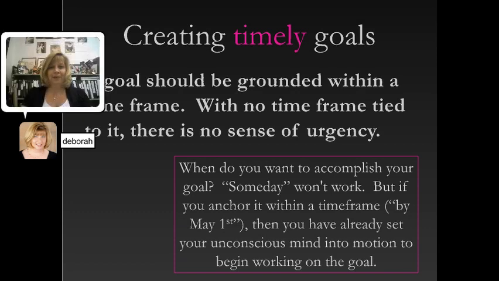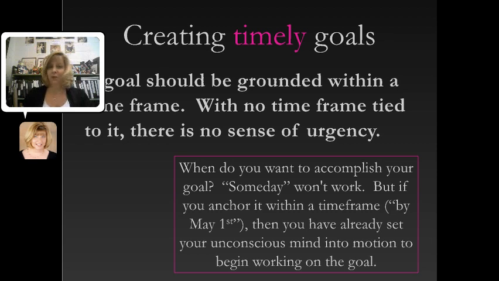Back when I was doing my master's degree at Syracuse University, a writing professor of mine used to say, nothing happens without a deadline. And that's very true of goals. The T in SMART goals stands for timely or time-bound. Your goal should have a specific time frame. If you don't have a specific time frame, then the procrastination starts to slip in.